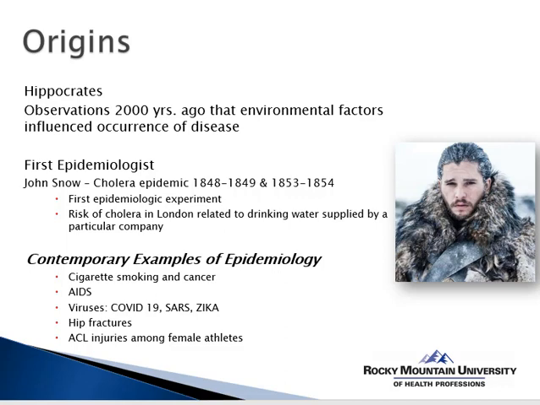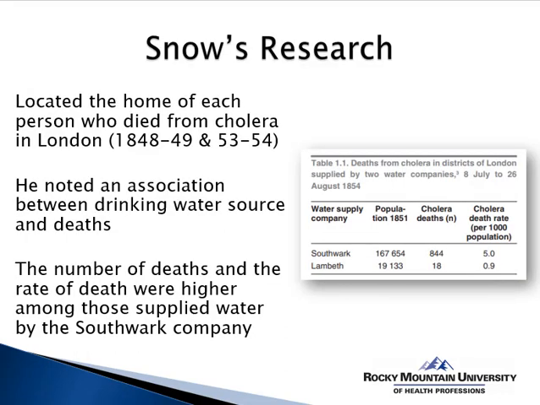And they found that the risk of cholera in London was related to drinking water supplied by a particular company. So they located the home of each person who died from cholera during the time period. And he noted an association between drinking water source and deaths. The number of deaths and the rate of death were higher among those who were supplied water by the Southwark Company. So this is an example of epi at work.